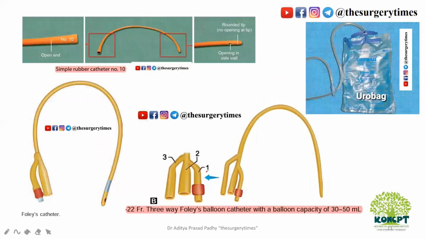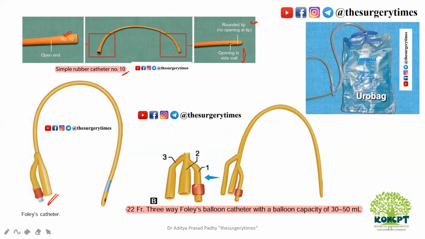So these are pictorial views of the various types of catheter. You can see this is the rubber catheter, a simple rubber catheter. Number 10 means 10 French. Here it is written near the tip. It has two ends: one is the open end, one is the rounded tip, and here there is an opening in the side wall. Next is the two-way Foley catheter, and this is the three-way Foley catheter.